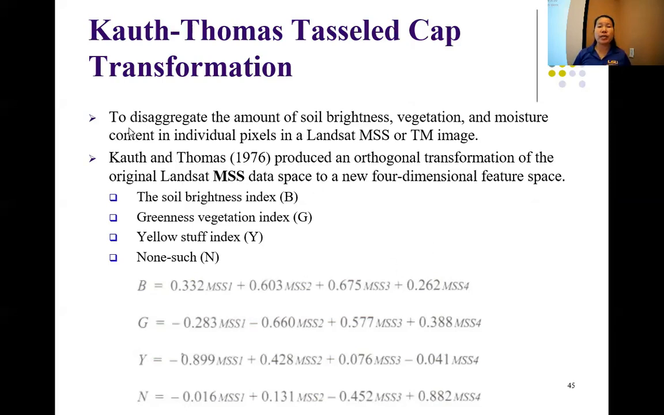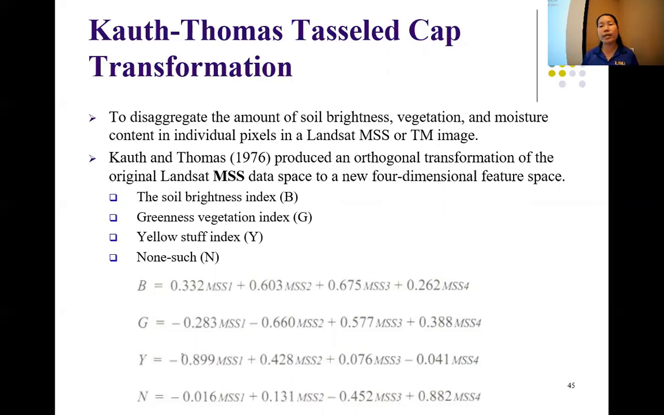Basically, it disaggregates the amount of soil brightness, vegetation, and moisture content in individual pixels in a Landsat MSS or TM image. In the later slides, when we see the chart, we may talk about it.